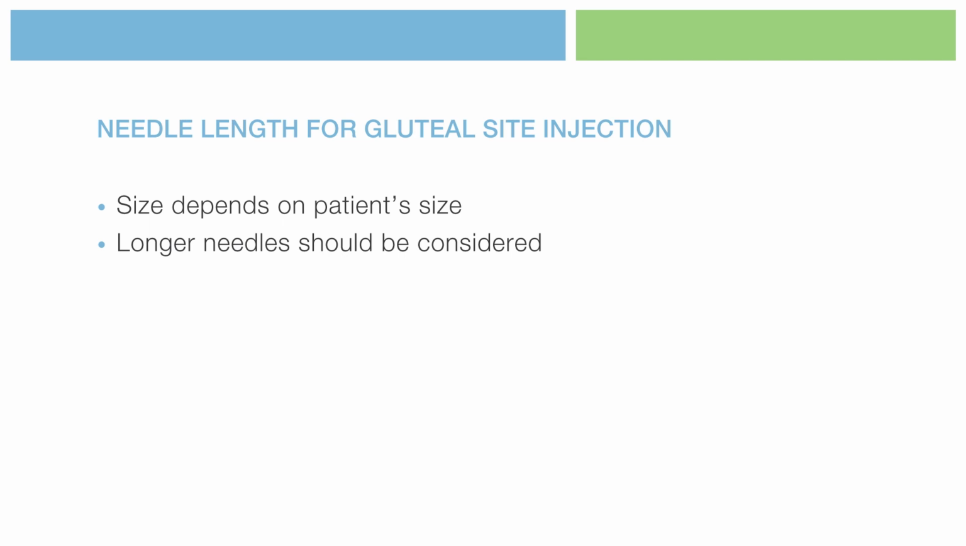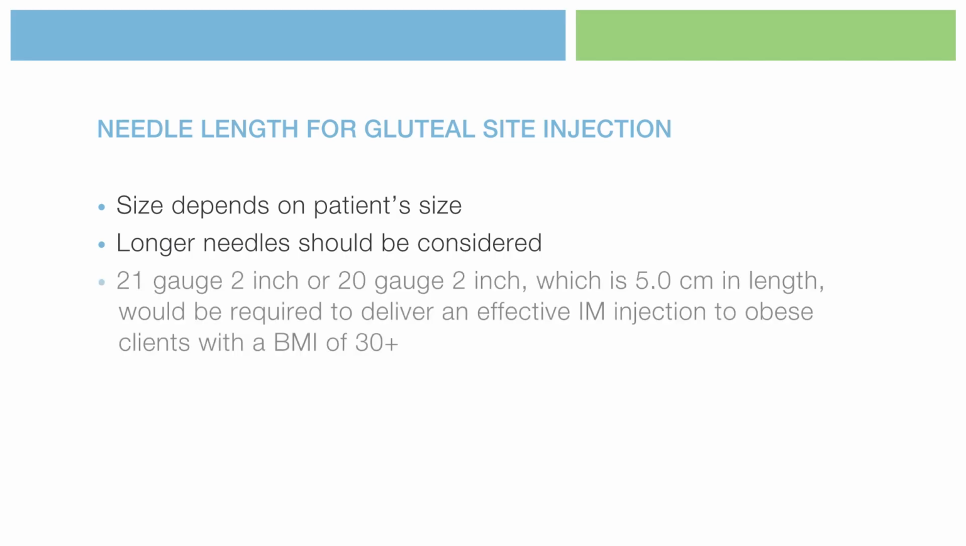The patient's adipose tissue can also have an impact on the length of the needle and should be part of the nurse's overall assessment. A 2-inch needle would be required to deliver an effective IM injection to obese patients with a BMI of over 30. Like other IM injections, injections into the dorsogluteal muscle should be given into the densest part of the muscle at an angle of 90 degrees.